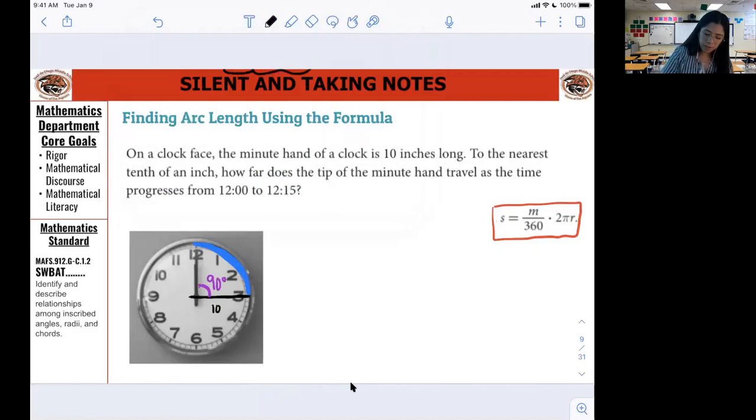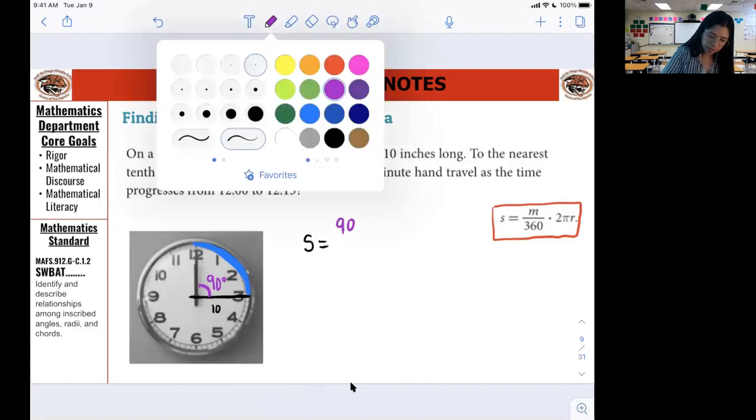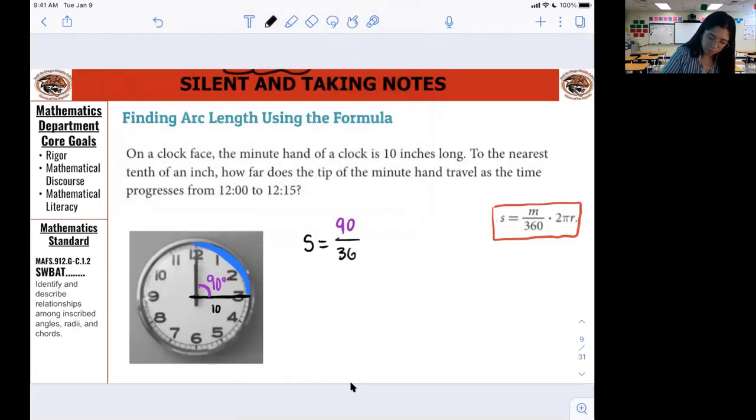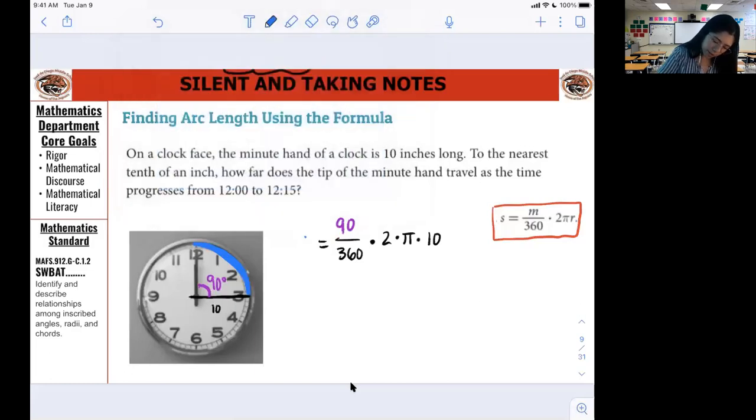So now I can fill in all of the blanks into my formula. The length is going to be 90 over 360 times 2 times pi times the radius, and the radius is 10. Are we going to leave it in terms of pi, or use 3.14? It doesn't specify in this case. Let's simplify it and multiply times pi at the end, because it's in inches and I want to know how many inches it's going to be.